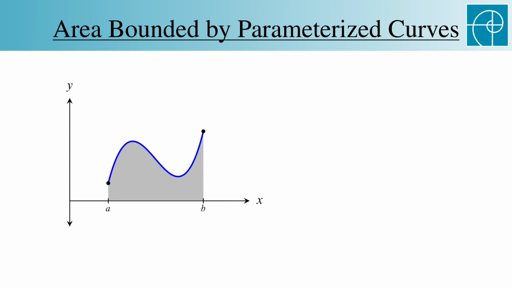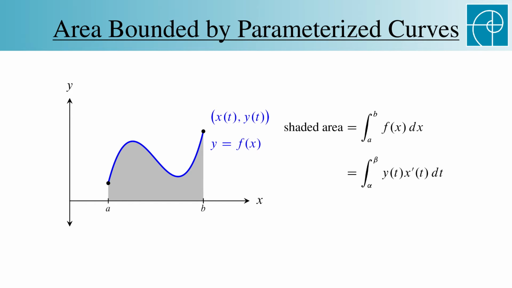Let's start with a simpler case, though, of a curve such as this one that we saw earlier, that can be parameterized by x equals x of t and y equals y of t, but passes the vertical line test and therefore can be considered as a function of y in terms of x, say y equals f of x. Then we know that the shaded area equals this integral. With the substitution, we see that this is the same as this integral in terms of t.